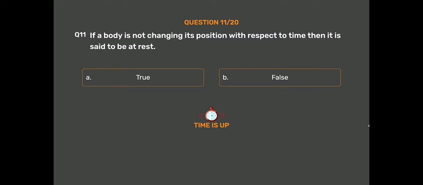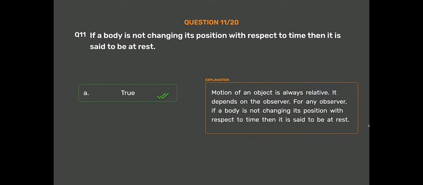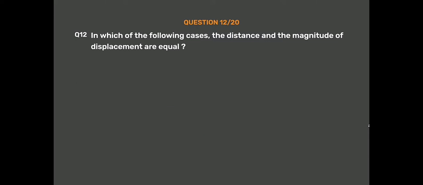The correct answer is option A. True. Motion of an object is always relative. It depends on the observer. For any observer, if a body is not changing its position with respect to time, then it is said to be at rest.